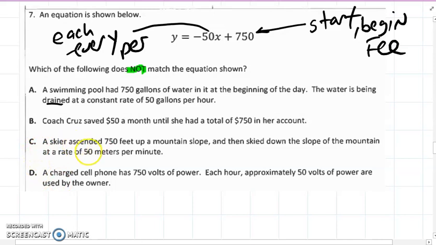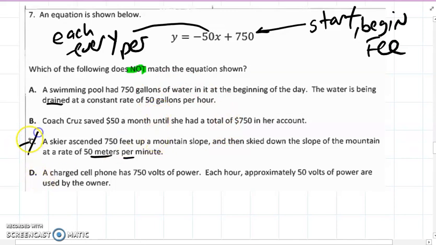C. A skier ascended 750 feet up a mountain slope and then skied down the slope of the mountain at a rate of 50 meters per minute. D. A charged cell phone has 750 volts of power. Each hour, approximately 50 volts of power are used by the owner. So one of them does not match. And I'll give you one that does, because you're looking for the one that does not match.